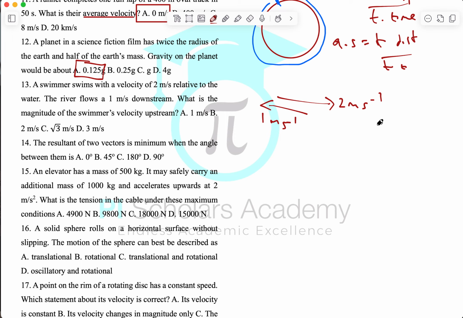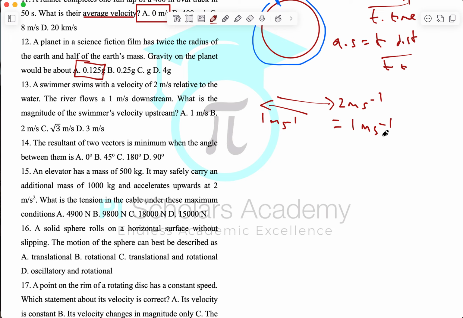If the swimmer is swimming upstream at 2 meters per second and the river is flowing 1 meter per second downstream, this is a vector in the opposite direction. So if you want to find the net resultant velocity, that will be 2 minus 1, which is 1 meter per second upstream, because upstream has the higher velocity in this case. Therefore, the swimmer will still be able to make it upstream, but with a slower velocity of 1 meter per second.